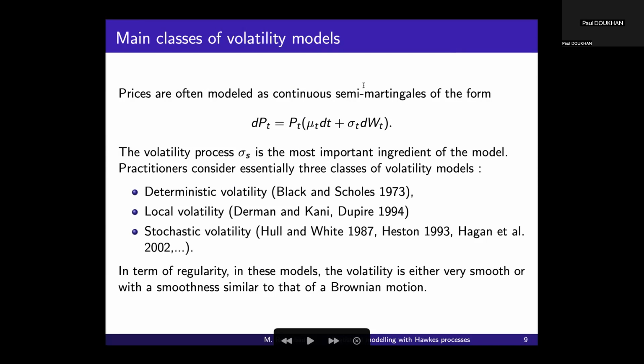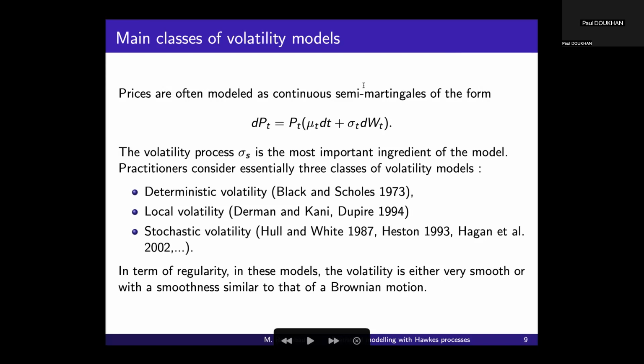And well, how can you model the volatility? Well, the simplest thing you can do is just to say the volatility is constant, and then this is the Black-Scholes model. Or you can say the volatility is itself an Ito process, and in that case you have the so-called stochastic volatility model. There are many famous models in the literature.